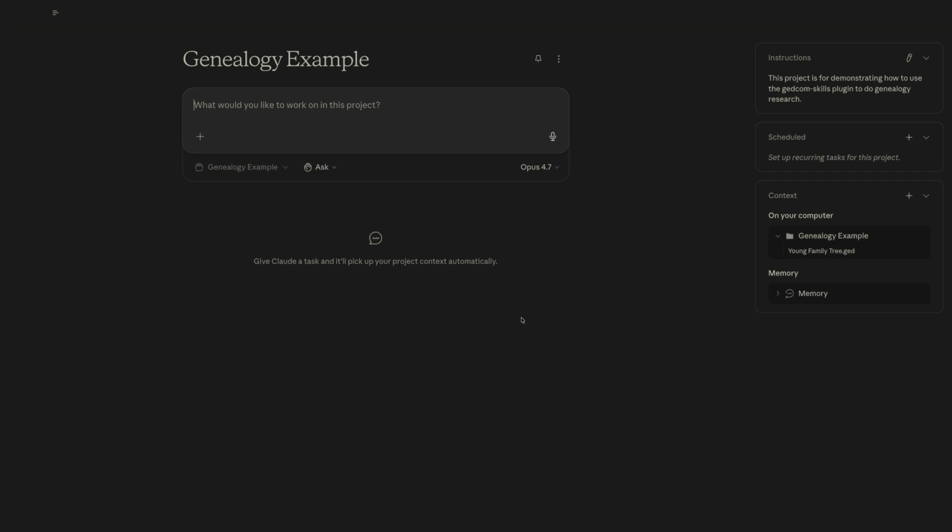So I've set up in Claude Cowork here, and I've installed my plugin, and I've got in my project my GEDCOM file that I've downloaded, in this case, from Ancestry.com. And I've got a prompt here. What I'm going to do is ask Claude to generate an ancestry report for Roberta Ann Houston for 10 generations.